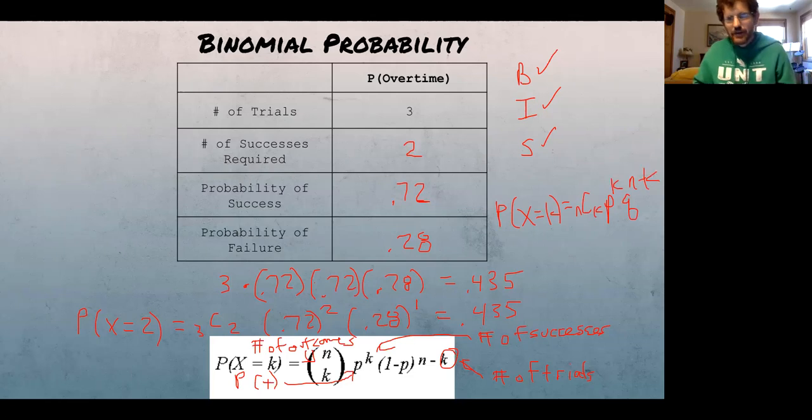I don't like it that way as much because, first of all, it adds another variable, q. So I like to keep it as 1 minus p, the probability of failure. But if you like it that way, just keep in mind q is the probability of failure.